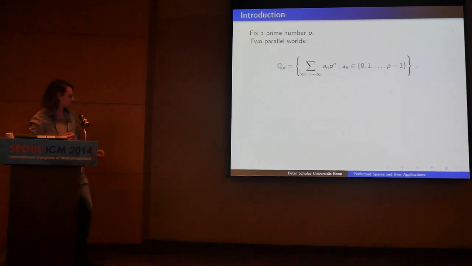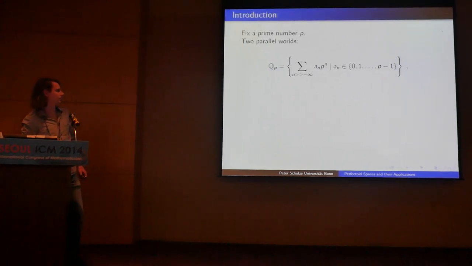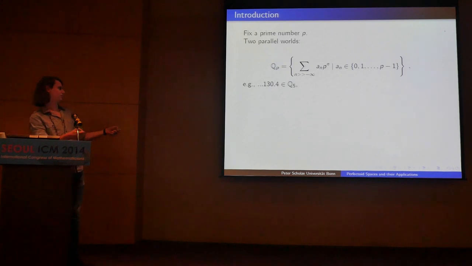The one I'm really interested in is the field of p-adic numbers. You can think of these as formal p-adic series expansions, sums of a_n times p to the n, where these coefficients, as usual, are numbers from 0 to p minus 1. But now, we don't allow very negative powers of p, but we allow very positive powers of p. So these could be infinite expansions, which are infinite to the left, if you want. So this might be a typical element of the five-adic numbers.